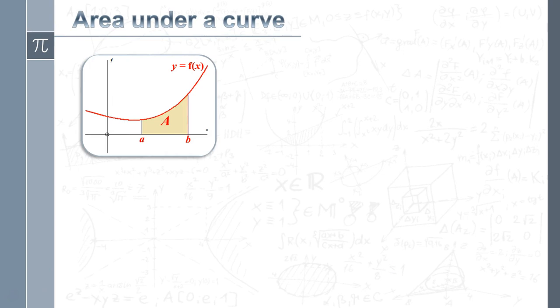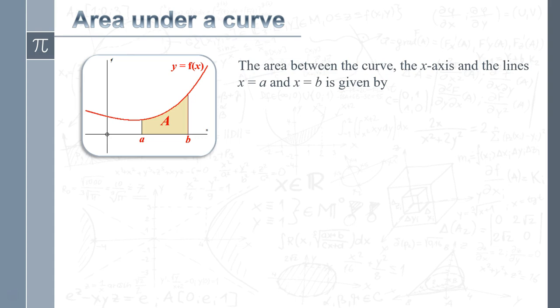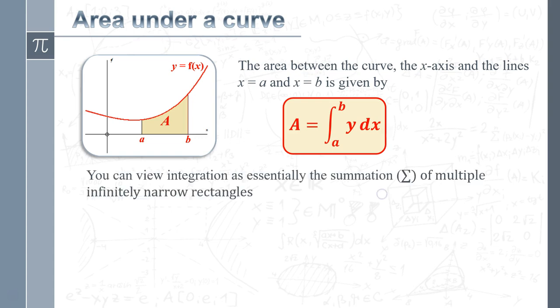So here we go. What we've got is the area under the curve between two coordinates, and the definition that we're going to get is that the area between the curve, the x-axis, and the lines x equals a and x equals b is the integral between the limits b and a of y dx. And that's our definite integral that we've seen previously.